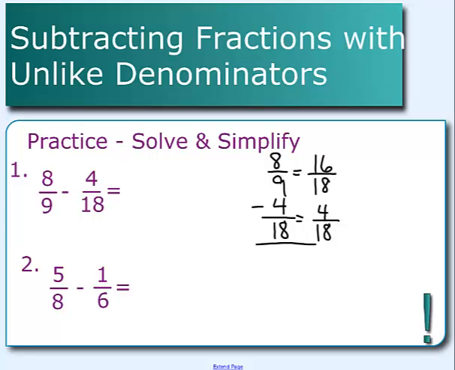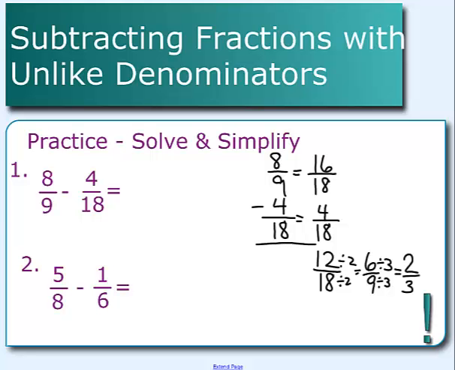Now, since we have a common denominator, we can subtract. 16 minus 4 is 12/18. But 12/18 can be simplified, and I know that because both of the numbers are even. So I can divide by 2 to get 6/9. I see again it can be simplified because I know that 3 is a factor of both of those numbers. So divide by 3 and we get 2/3.